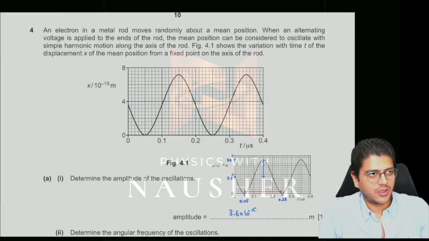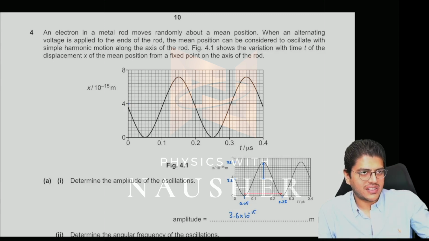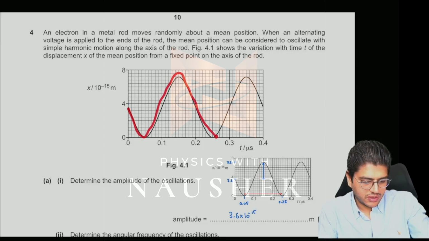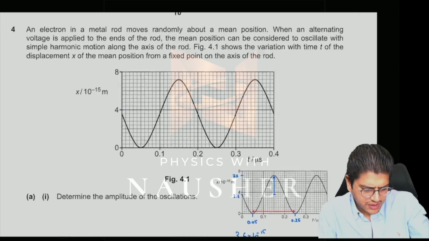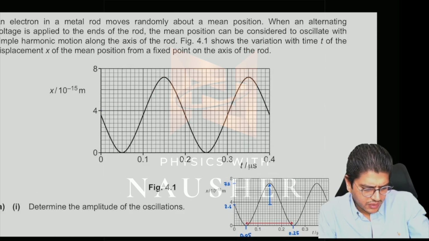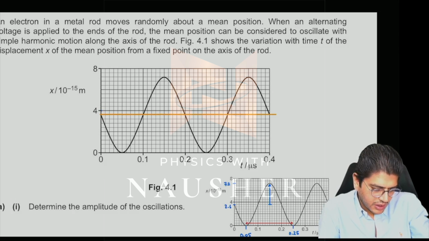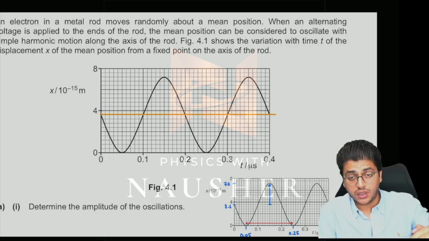Question number 4. An electron in a metal rod moves randomly about a mean position when an alternating current is applied. Okay, so it's a question on AC. This is showing you how the displacement varies. And another important thing to note is that this is 0. And where is the mean position? The mean position is going to be here. Do you understand? This is your mean position. The mean position is that line which divides the curve into two equal halves.